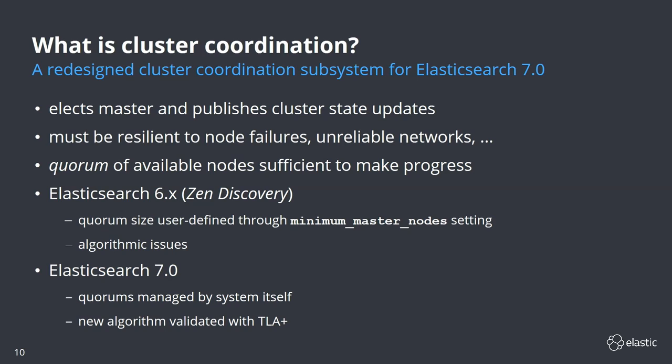This is harder than it might first sound because distributed systems like Elasticsearch must be prepared to deal with many strange situations. So nodes can sometimes run slowly. They can experience long garbage collection because it's written in Java. There can be power outages, right? Networks are also unreliable. So you can have network partitions.